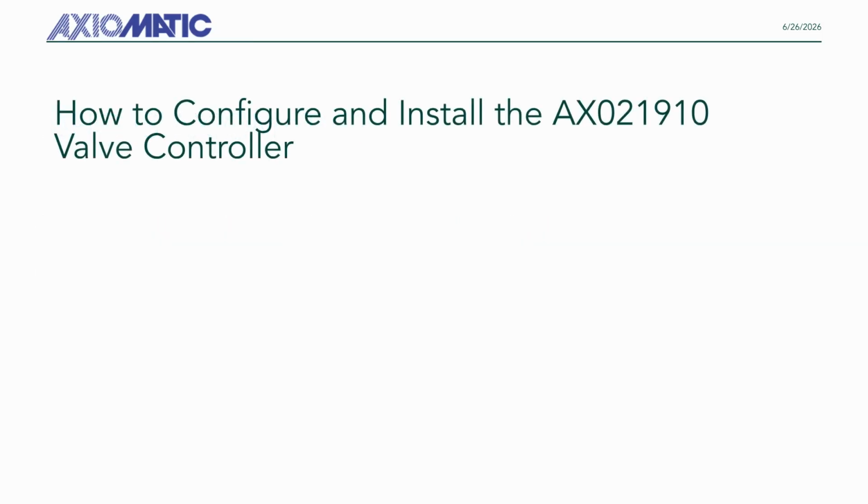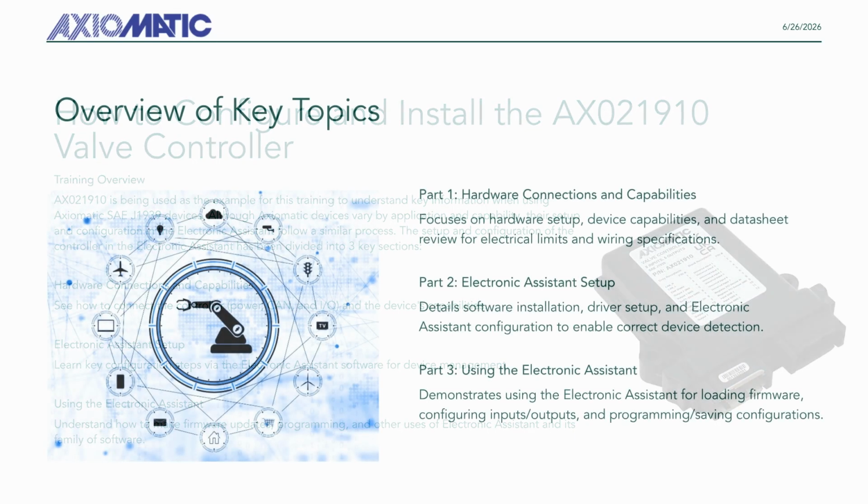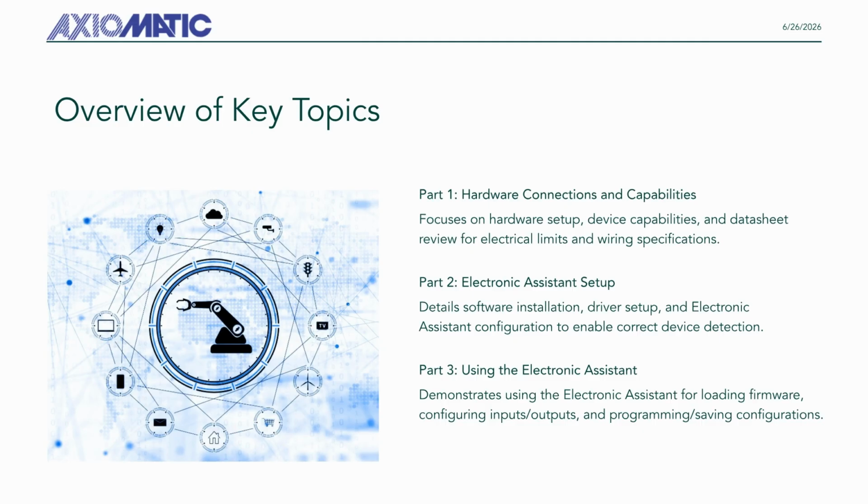This training is divided into 3 key sections: understanding hardware connections and capabilities, setting up the electronic assistant software, and performing tasks like programming and firmware updates. Our series is organized into a 4-video sequence. We start with a product introduction, move to hardware wiring, proceed to software installation, and finish with advanced programming and configuration techniques.